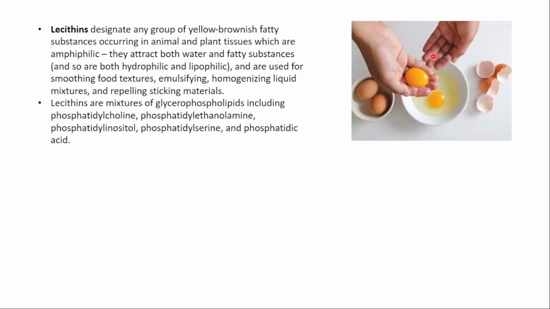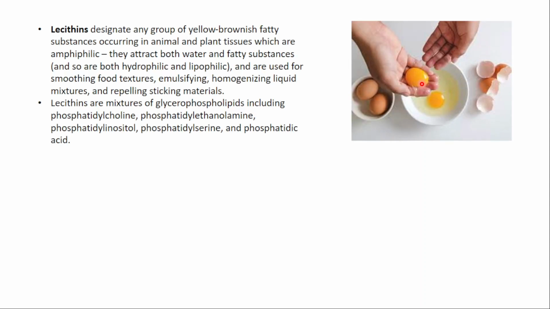Here is an example of a lecithin group. The egg yolk, containing a yellowish-brown fatty substance, is a lecithin. It can be used for emulsification or smoothing food textures. Many chemicals are extracted from the yolk and used. These are lecithins which are used in industrial manufacturing units.